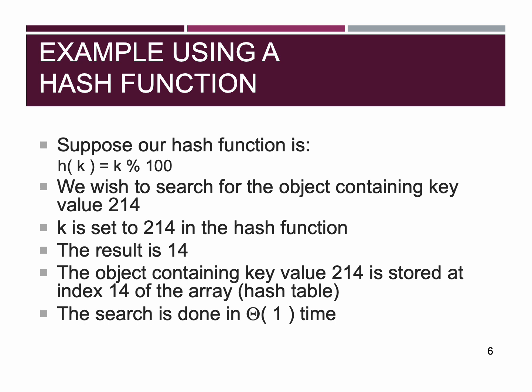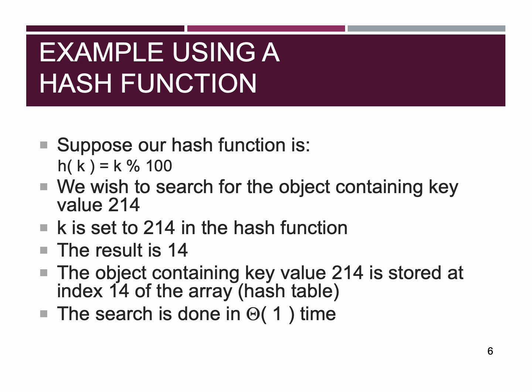Now let's go through a practical example to see how a hash function works in a hash table. Suppose our hash function is defined as h(k) = k mod 100. Now this function takes a key, divides it by 100 and uses the remainder as the index in the hash table.